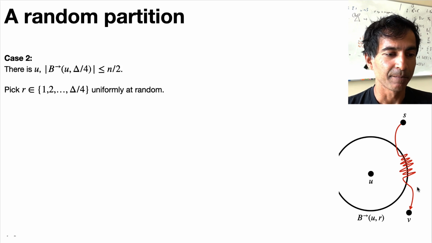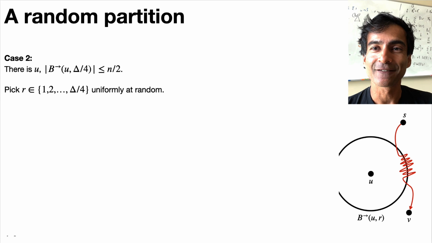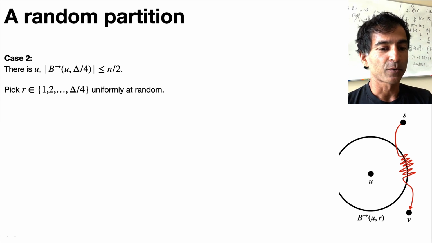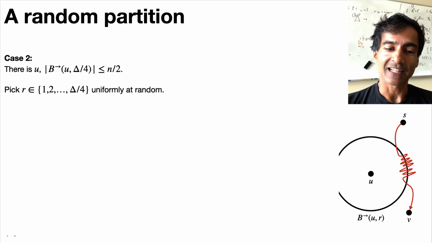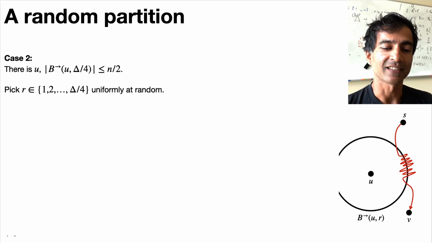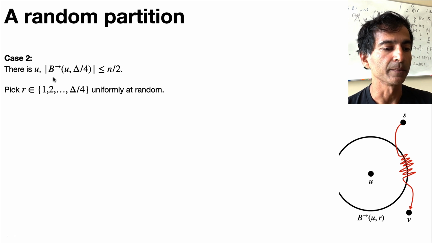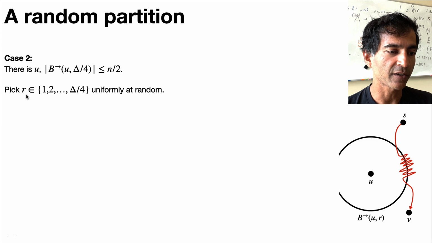Okay, but nevertheless, let's try to fiercely move forward and make this approach work. So here's a slightly more fleshed out approach to doing the algorithm. Let's say we're in the second case and there's some u where the ball is small. Here's the most natural thing to do. Just pick a random radius r from 1 to delta over 4. Okay.